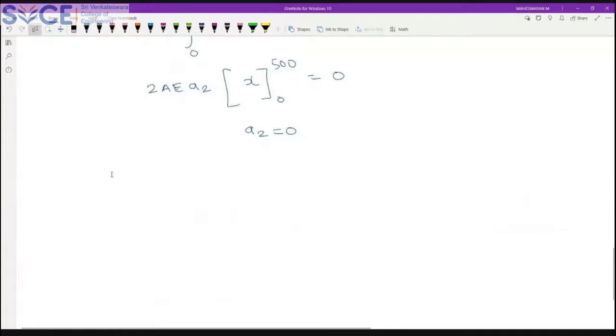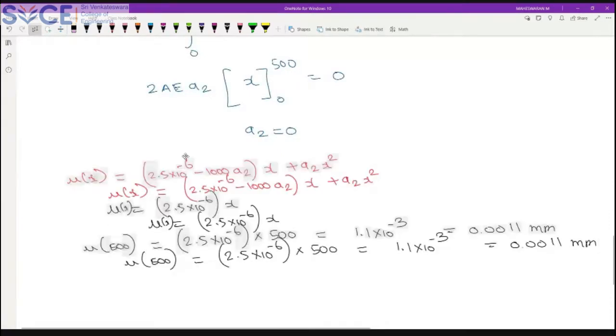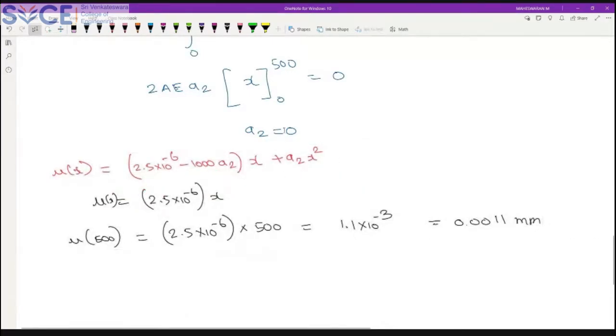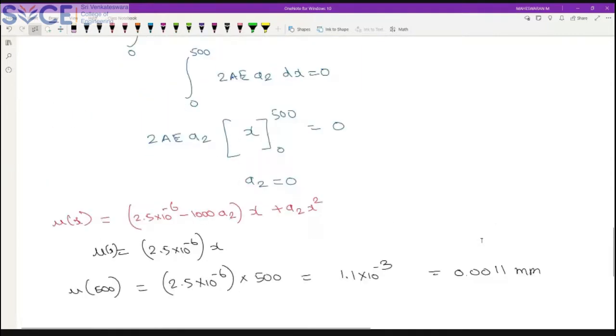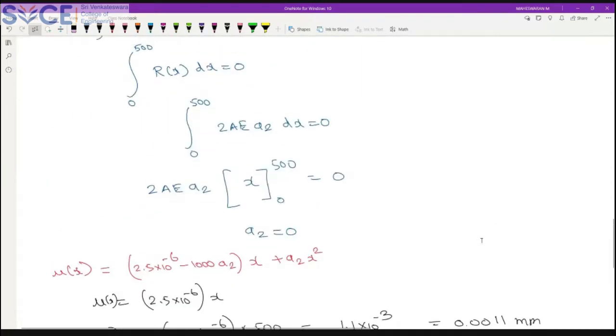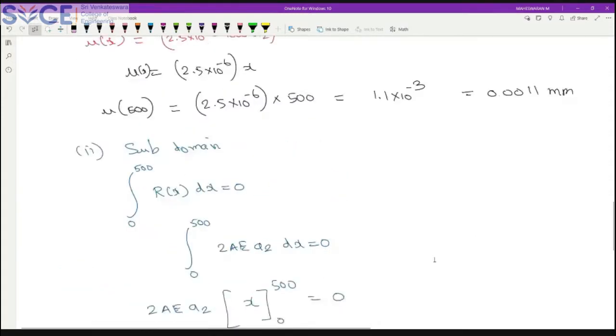So this is my value, right? You consider the same thing. I will substitute a2 as 0 here also, so I'll get the same value 0.0011. Okay, so this is my subdomain collocation. You will get more accurate results when you have more constants. I am taking only one constant.